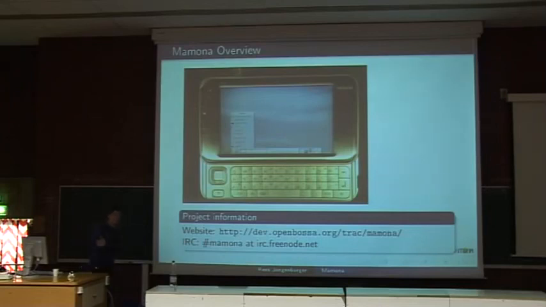We have an IRC channel, which is mamona at Freenode. I hope that you understand why I think it should be a good idea to try to open up that whole stack, and mainly how much you can learn from it, and that is a very important aspect of every open source project, I would say. So I would like to close with that, and if somebody has questions, I'll be happy to answer them. Yes?